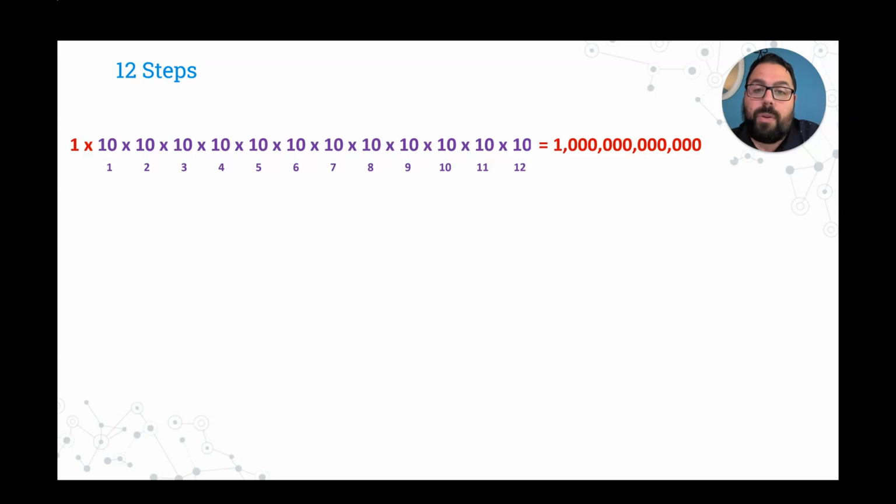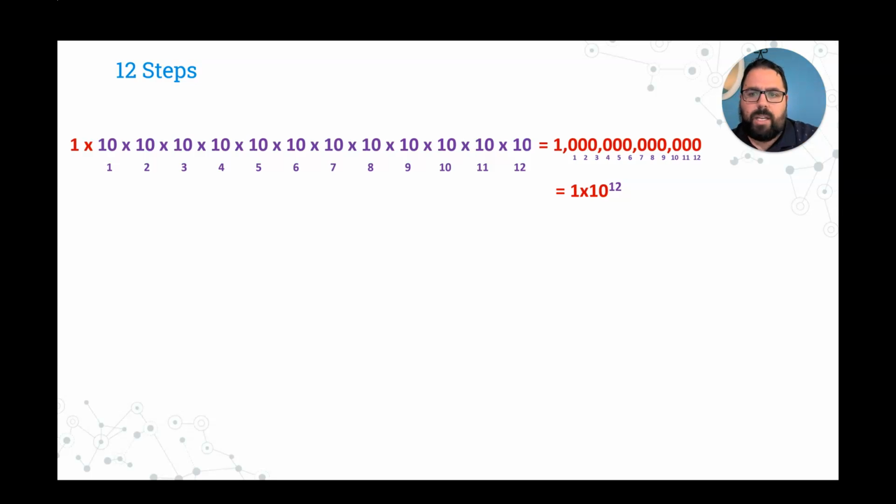But if we count out each of those tens, we already know this from, there was 12 steps. So there's 12 tens here. But you can count out the zeros, and essentially what you did was shift that 1 down a place. So you went from the ones place to the tens to the hundreds, on and on till you got to the billions place. So 1 times 10 to the 12th is the shorter way to write this.